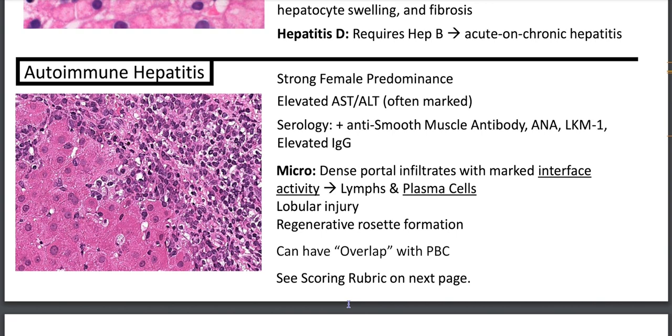Histologically, look for dense portal infiltrates with marked interface activity. If this is the portal tract right here, and this is the lobule, you can see it interfacing with the hepatocytes. You'll often have lymphs and plasma cells. You'll have lobular injury, and you can have regenerative rosette formation. And it can have an overlap with primary biliary cholangitis.